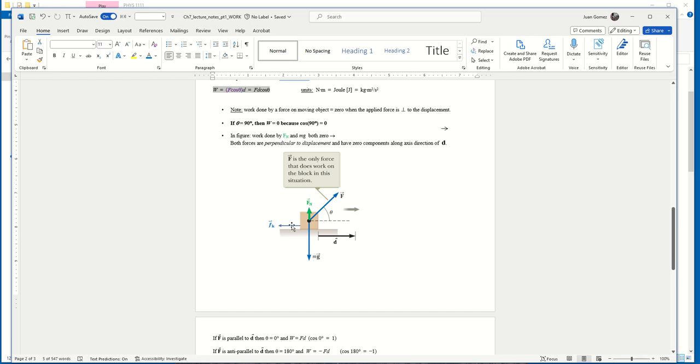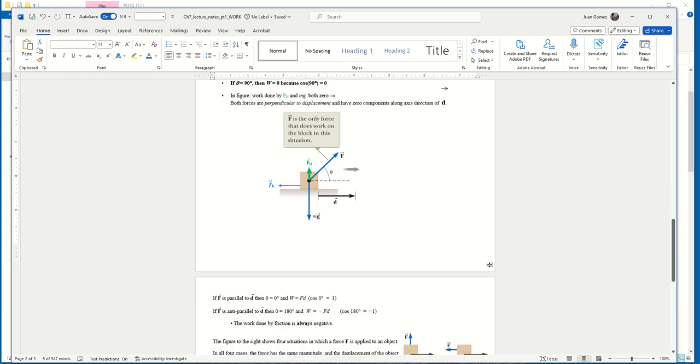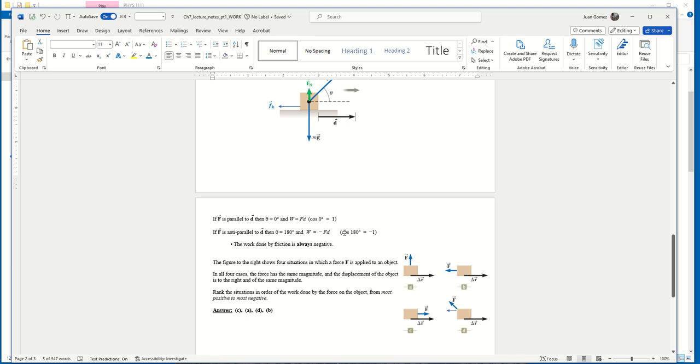The work done by friction, the work done by Fk, is always negative because Fk is always 180 degrees from the direction of the motion. It's exactly opposite. And you all know cosine of 180 is negative 1. So the work done by friction is always negative.